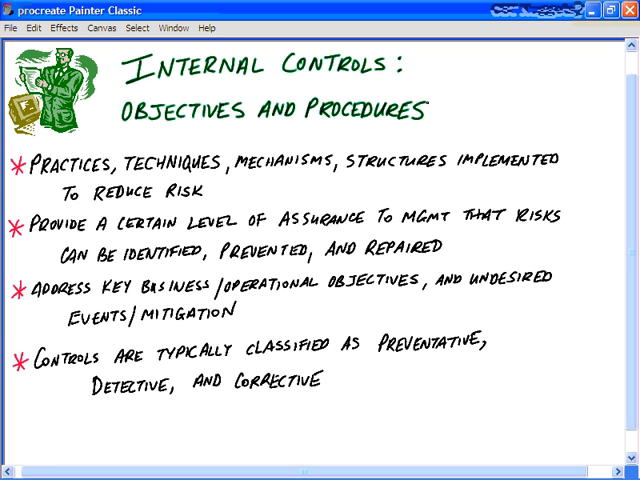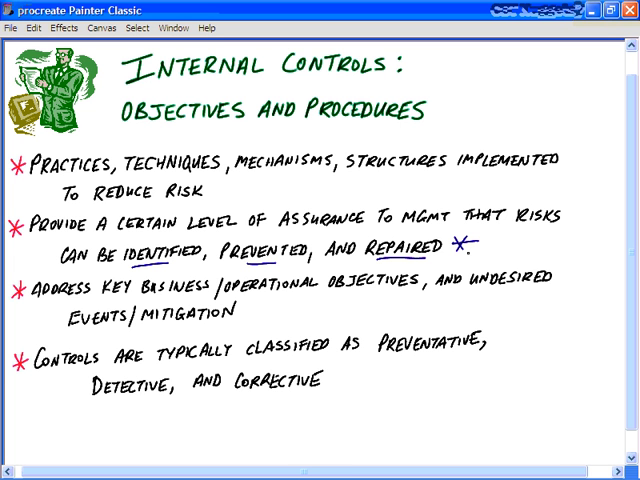Internal controls are basically the result of our risk analysis. Internal controls are the practices, the mechanisms, the structures, the techniques, whatever verb or adjective I want to use here, that are implemented to reduce risk. They provide a certain level of assurance to management, to decision makers, to the board of directors that the risks of our organization can be identified, they can be prevented, and, if necessary, repaired after the fact.